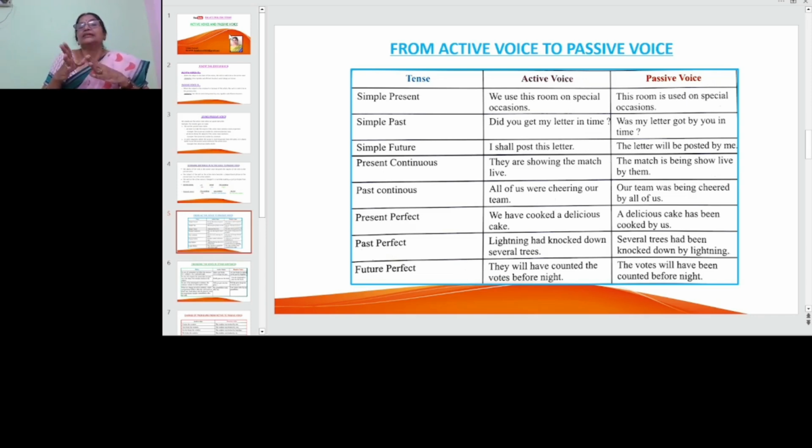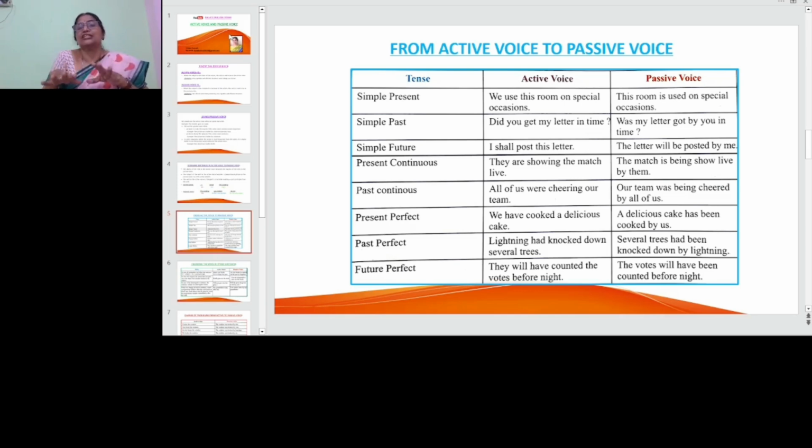Now this letter shall post, shall always you have to change it only for the first person. I and we you have to use shall. Other things you use will only in the language of English. Now I shall post this letter. When you convert it into the passive voice, this letter will be posted. Whenever you get future tense, try to use be in the passive voice. For future tense you have to use be. For perfect tense you have to use be. And for continuous tense, you have to use being in the passive voice.